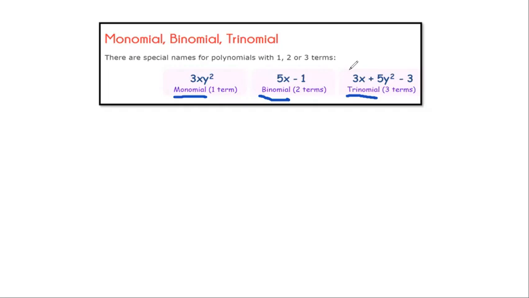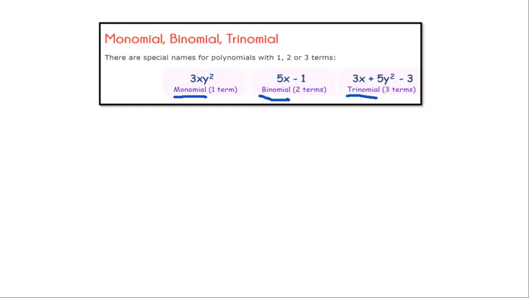Now, those are special names for polynomials with 1, 2, or 3 terms. What if the polynomial has 4 or more terms? If that's the case, then they are just called polynomials. Only a polynomial with 1 term, 2 terms, and 3 terms have special names.